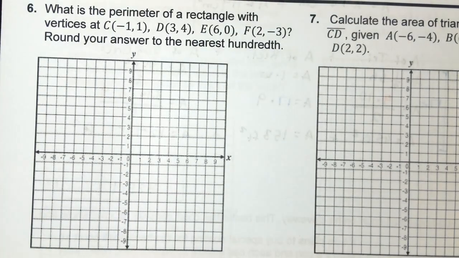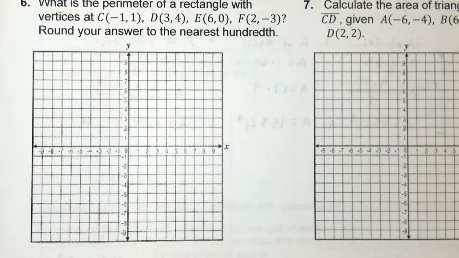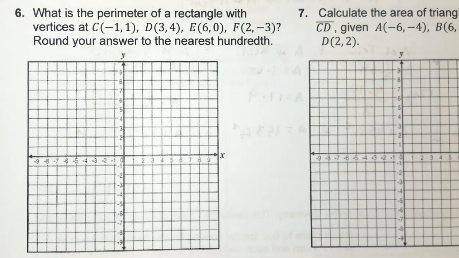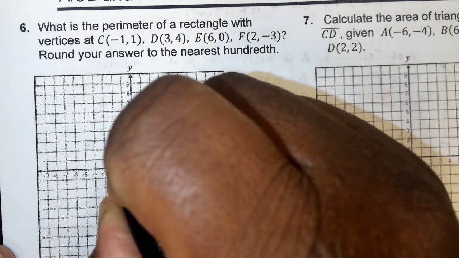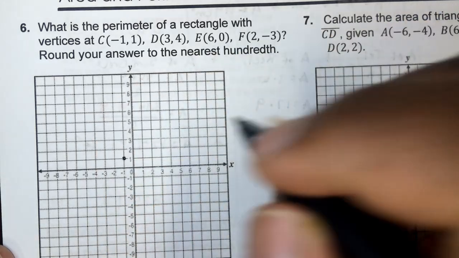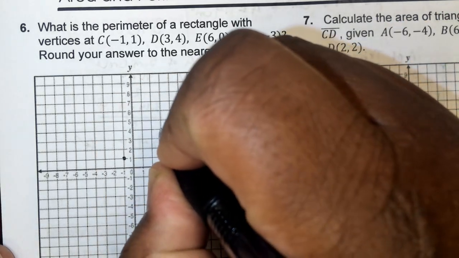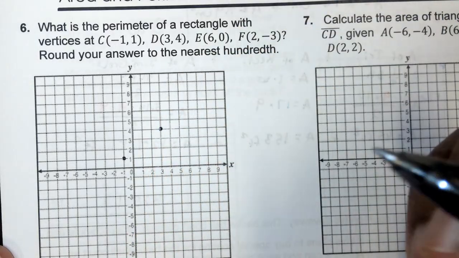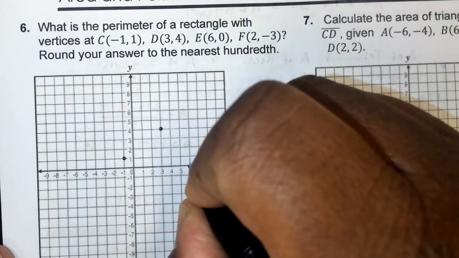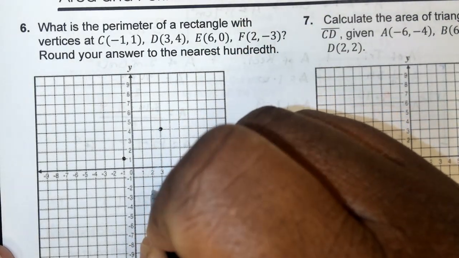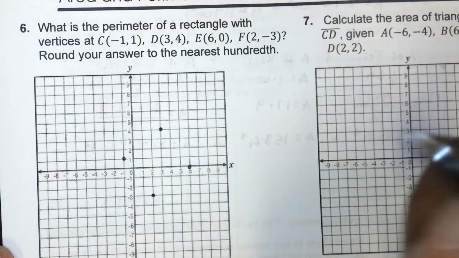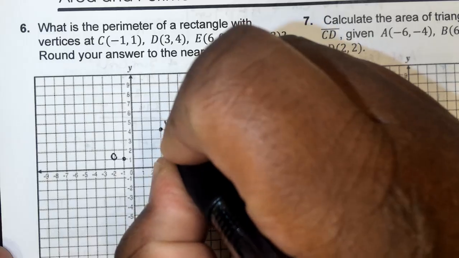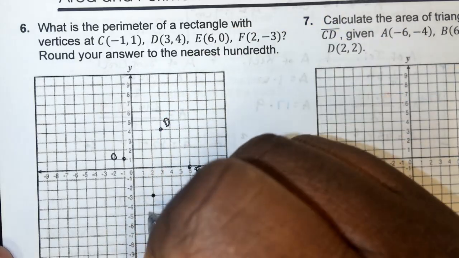Alright, number 6. What is the perimeter of a rectangle with vertices C, D, E, and F, round to the nearest hundredths? Graphing. -1, 1, 3, 4, 6, 0, and then 2, -3. You've seen me graph many times. You know I label C, D, E, F.